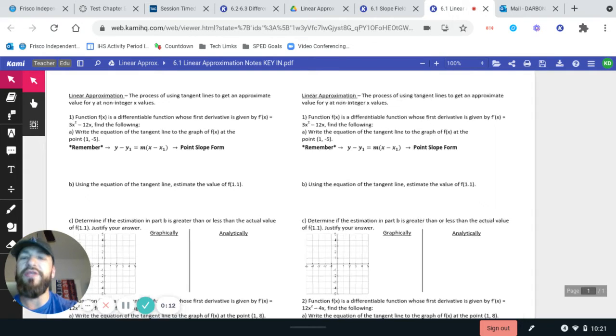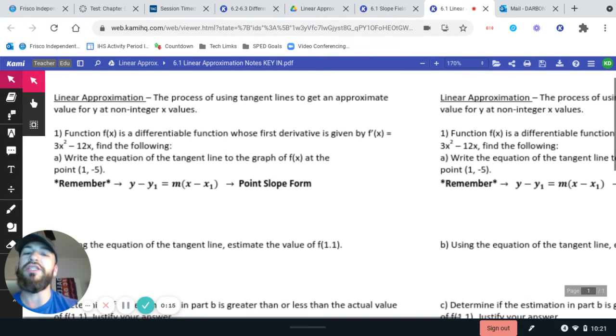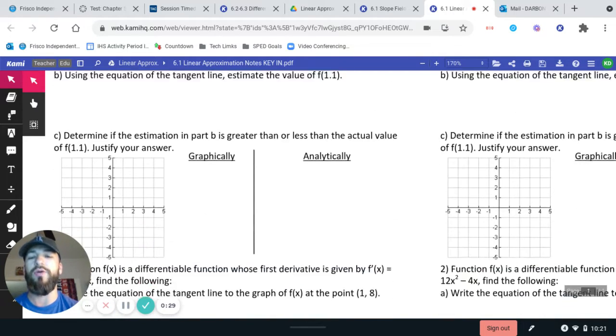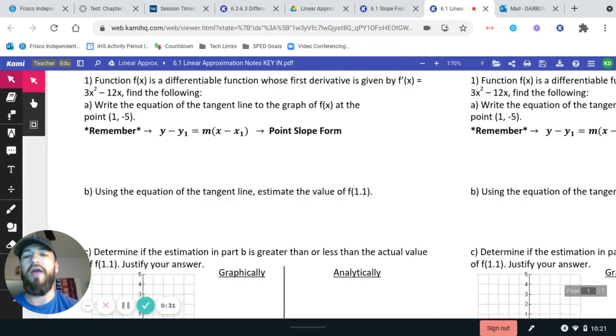So linear approximation is the process of using tangent lines to get an approximate value for y at non-integer x values. We use linear approximation to basically make an estimation, to approximate values on a curve using that tangent line. We're going to see this when we draw a picture over here on our graph.